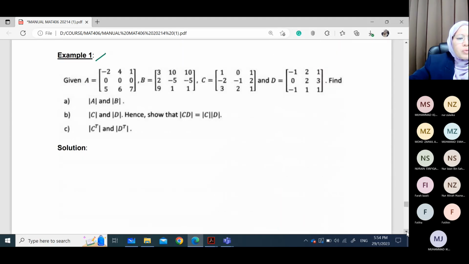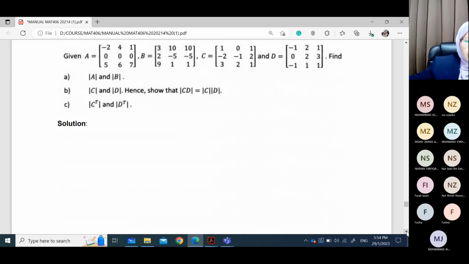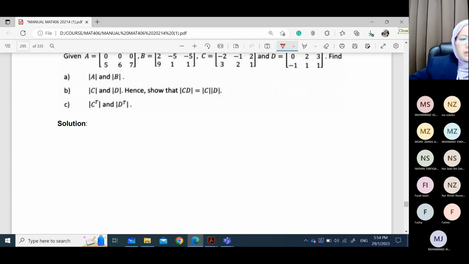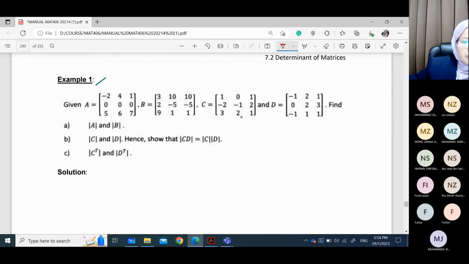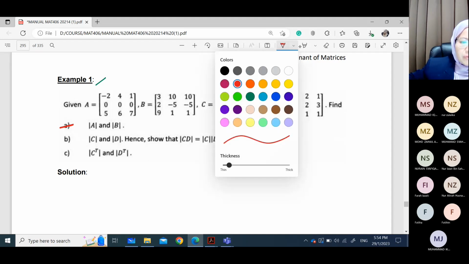Alright, so next kita tengok example 1. Yang ini. Okay, so we have these matrices. A, B, C, and D. Ada 4 matrices. A, B, C, and D. So, find determinant of A and B. So, cari determinant of A and B.